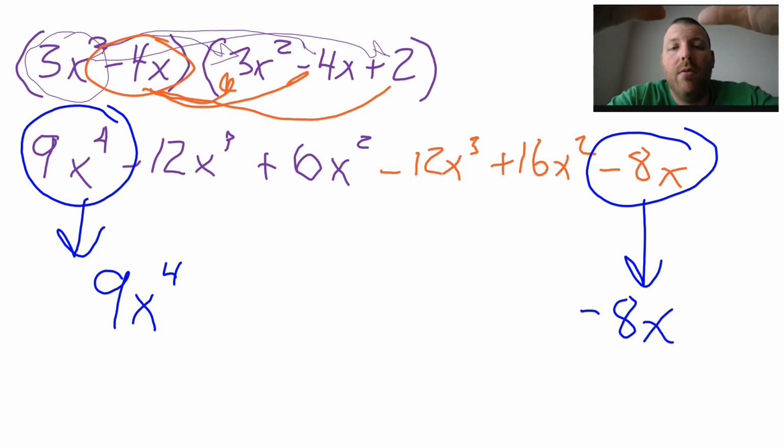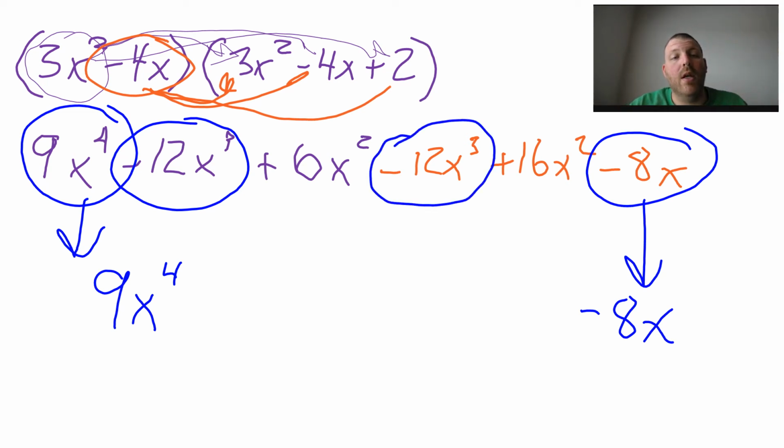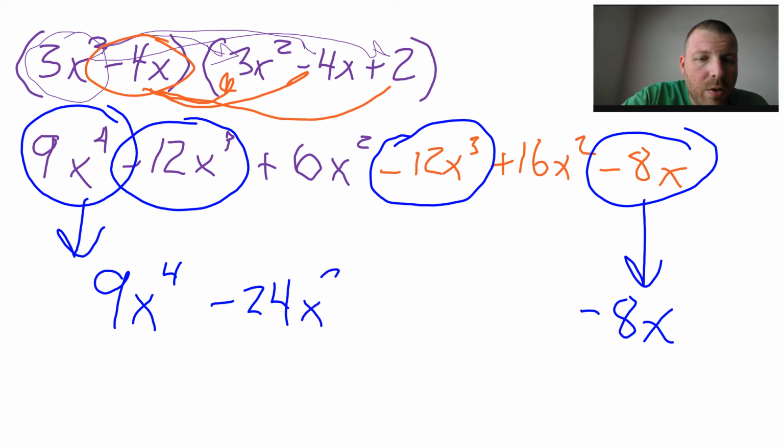Okay, now in between I have some things I can combine together. For example, I have a negative 12 and a negative 12 here. Now both of those are x to the 3rds, so that means I can combine them together. I can add them because they're like terms. So negative 12 and negative 12 makes negative 24. And we don't do anything with the exponents when we add them, we just keep them the same. So when we multiply, we add the exponents, and when we add, we don't do anything with them. So you have to pay attention to that.